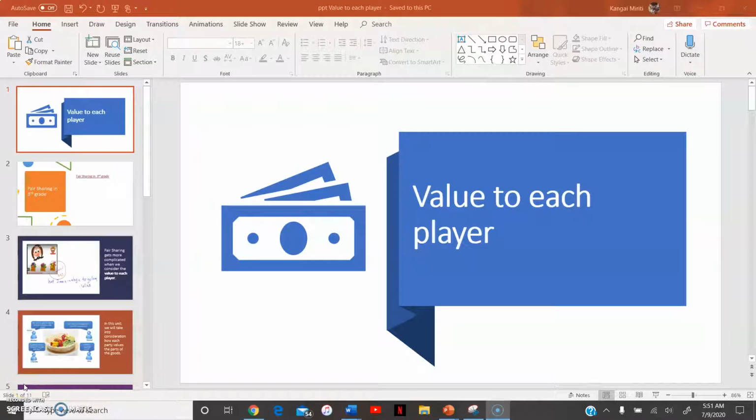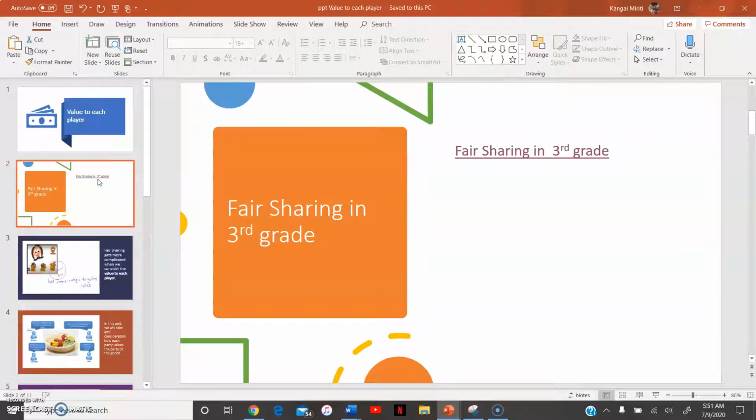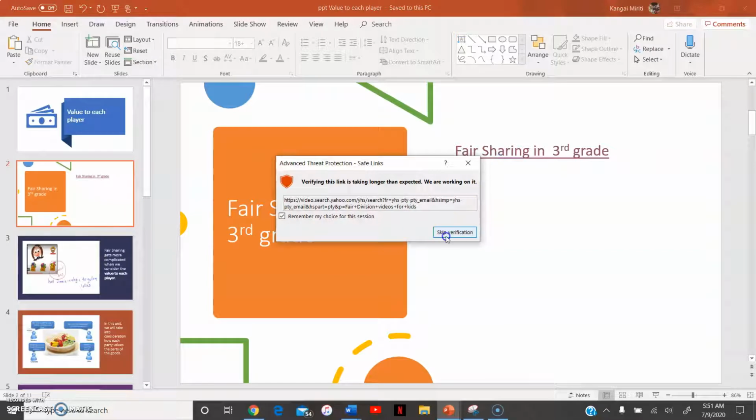So in this video, we want to try to understand this concept of the value to each player and how it has a part in sharing fairly. So let's first look at what it means to share fairly, right? We've all learned that in third grade when we first learned division. Let's just play a little video and take a look at what it might look like to share something fairly.